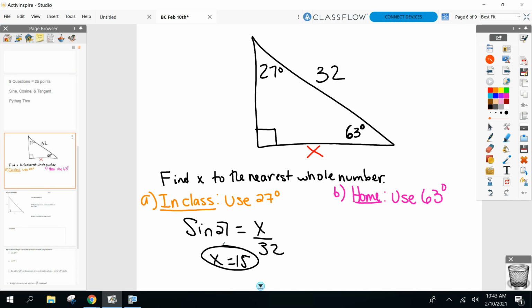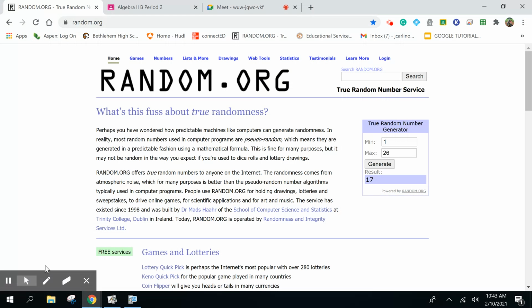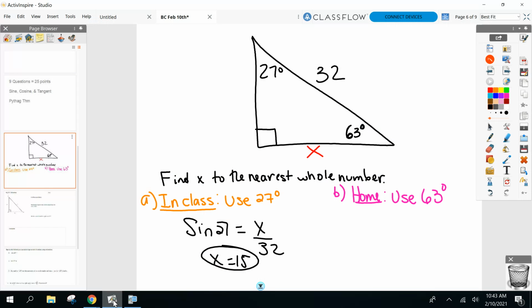You guys at home that used 63, what did you use? Ellie, what'd you use? I used cosine. I like it. Cosine of 63 equals x over 32. And what did you get for your answer, Ellie? I got 15 too.